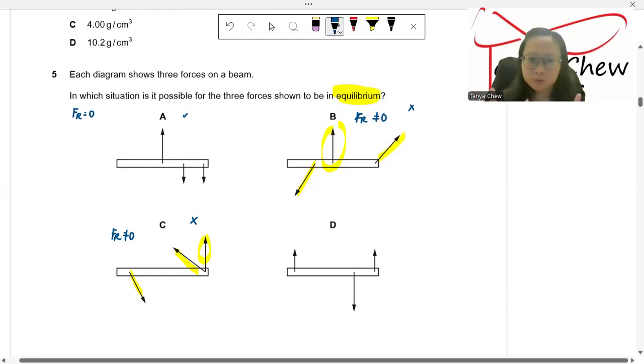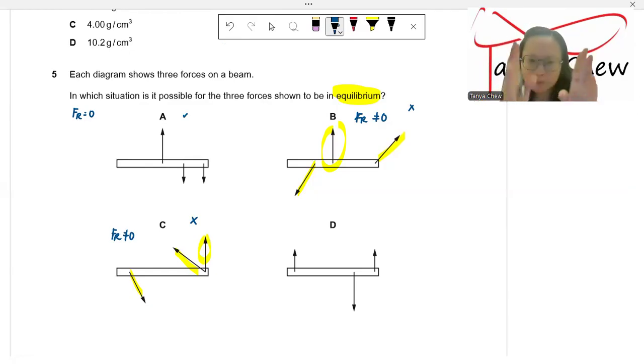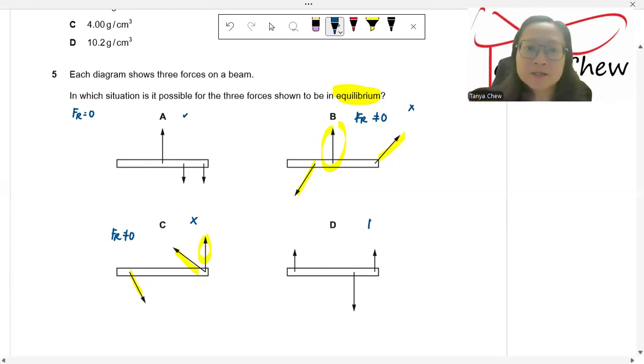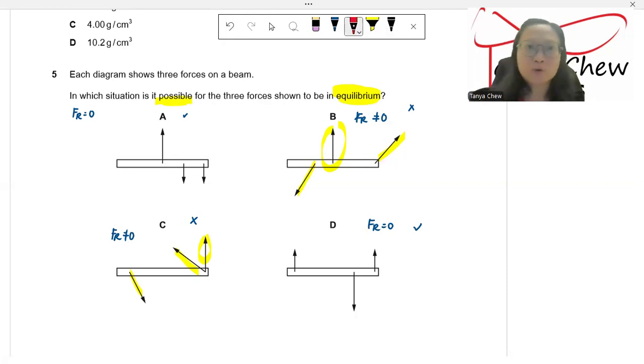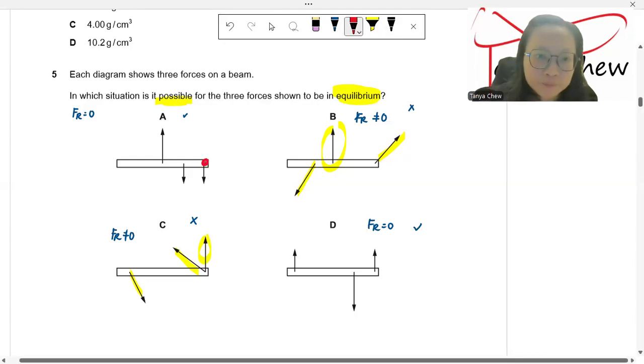What about D? The two outward forces seem to add up to balance the downward force. So I can say that D might be the answer as well. I want you to see this word, possible, right? So we have to make some guessing here. Now, the other condition is that the total moment must be equal to 0. In order to find a moment, you have to set a pivot first. Let me set my pivot for two cases here, A and D, because I know that B and C cannot be the answer, right?